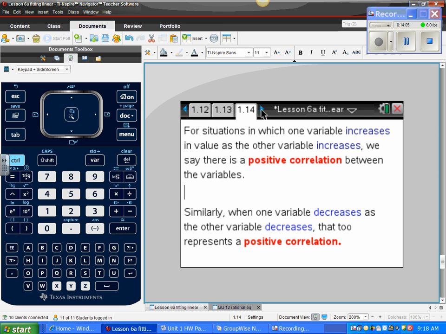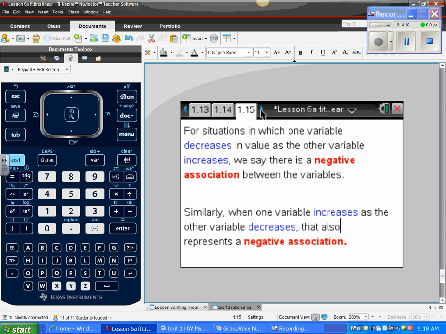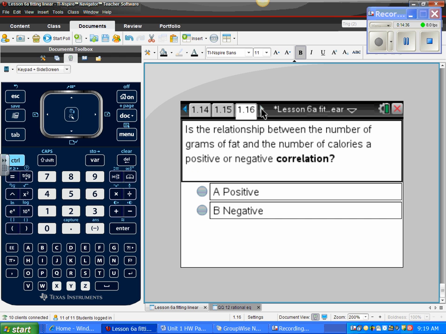So the way you can think about this is multiplying signs. What's a positive times a positive? Positive. What's a negative times a negative? Positive. What's a positive times a negative? And a negative times a positive? Negative. So if one's decreasing and one's increasing, that's a negative correlation. If one is increasing and the other is decreasing, it's also a negative correlation. So think of it like signs. You can handle that? So if the relationship between the number of grams of fat and the number of calories is positive or negative, what is it? Positive. We've said that about 8 million times now. So it's a positive relationship.